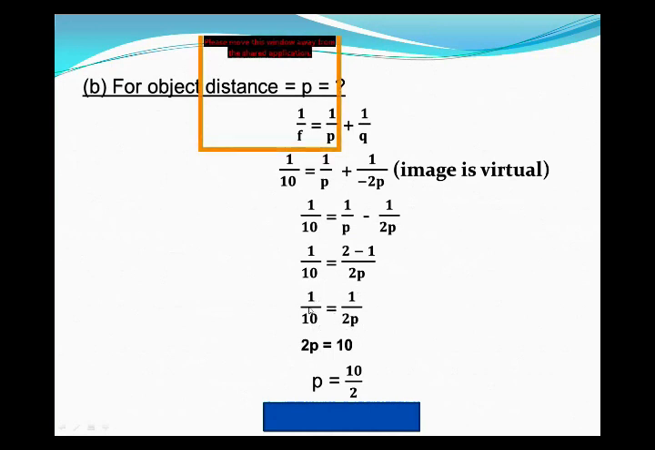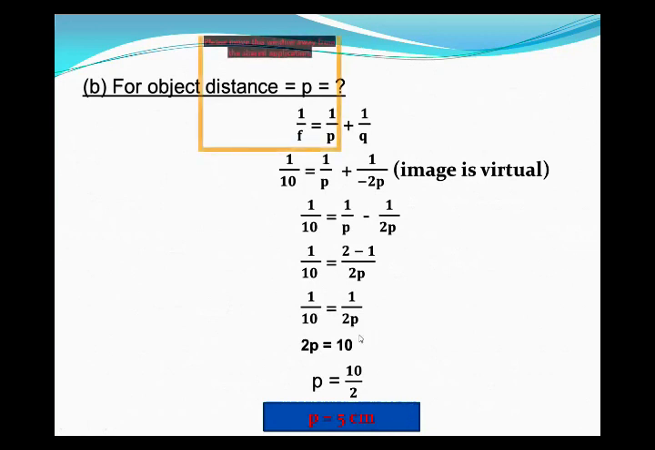After that, we will cross multiply it. 2p times 1 is 2p, and 10 multiplied by 1 is 10. To find the value of p, we will shift 2 from left to right, and it will come in division. So 10 will be divided by 2. Then what do we get? 2 fives are 10. So the answer will be 5 centimeters.